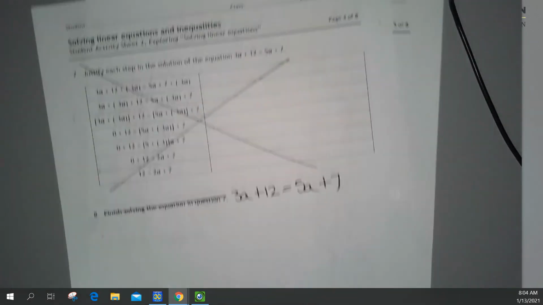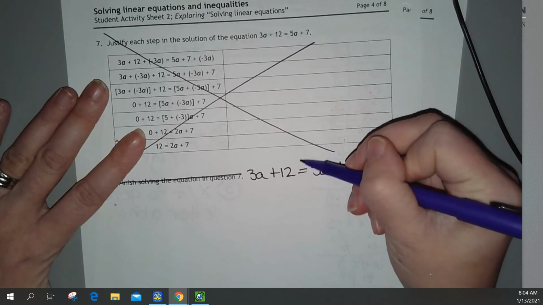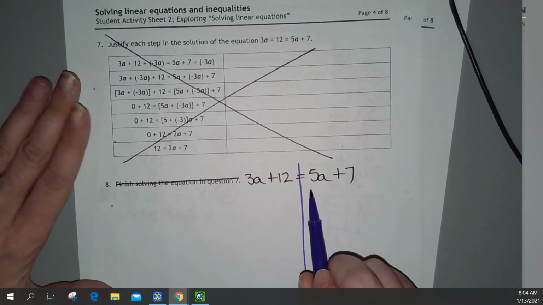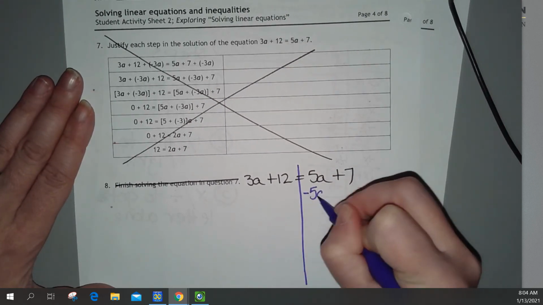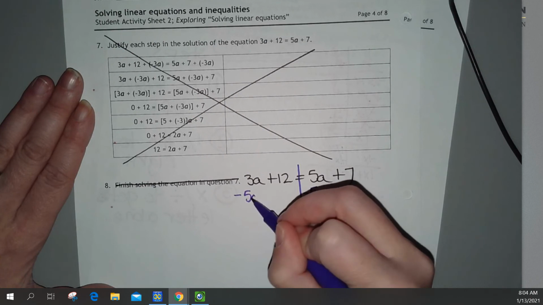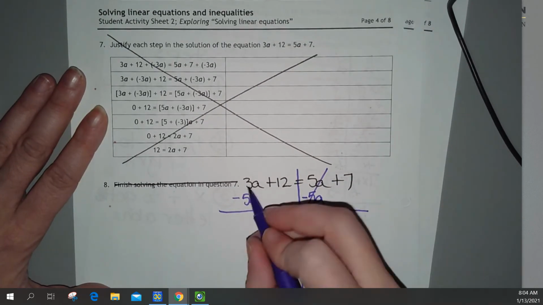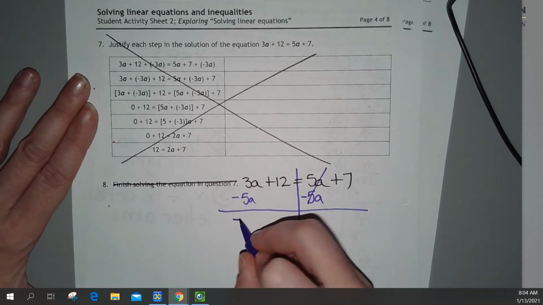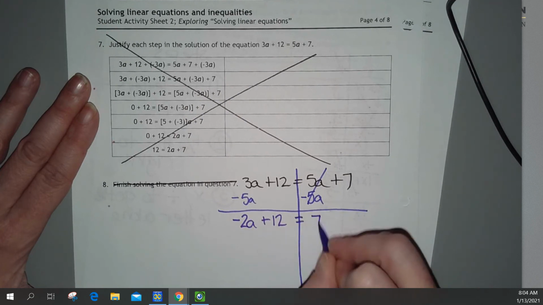And then one last problem here, guys. Cross off number 7. We're going to do this problem here, okay? Get your letters to the left. All right, so let's move our letters to the left. That 5A's got to go because it's positive. I'm going to minus. That cancels. I'm left with, watch your negatives, I cannot stress that enough, negative 2A plus 12 equals 7.